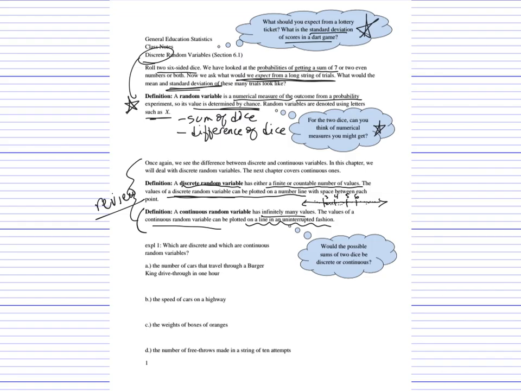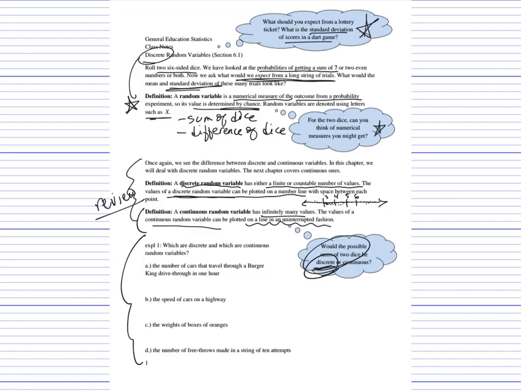So we are talking about only discrete random variables here, thinking about how the possible sums of two dice are going to be discrete, aren't they? The possible sums of two dice have to be 2, 3, 4, 5, all the way up to 12, but you're not going to get 10.5 for any two dice sum. So we're talking about a discrete variable, and that's why we're talking about that example here.